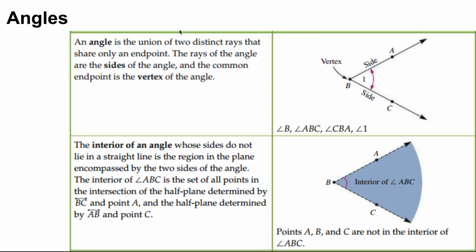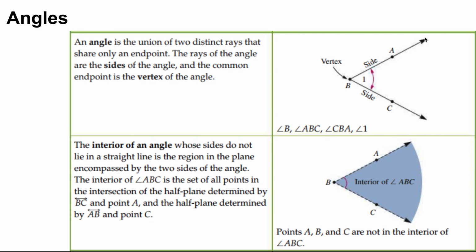Okay, so what is an angle? An angle is the union of two distinct rays that share only one endpoint. By just looking at this picture, I think you can understand that better. To make an angle, you need to have one ray with one endpoint. From exactly the same endpoint, you can create another ray, right? And the distance between this ray and that ray, you can find the angle there.